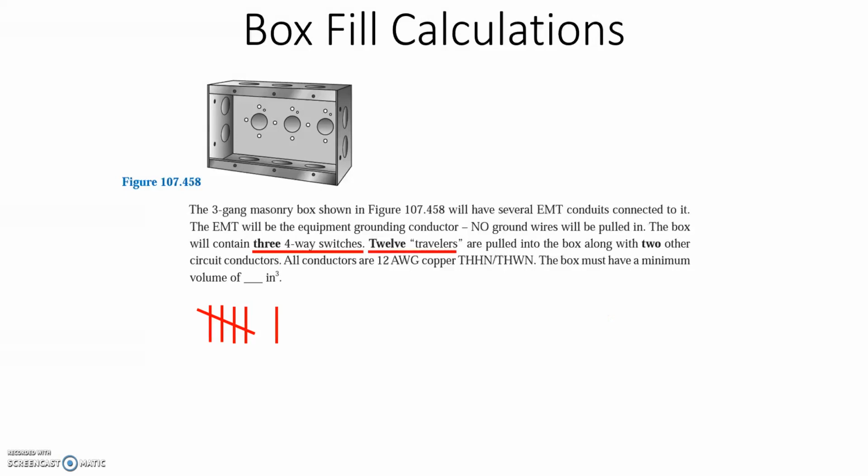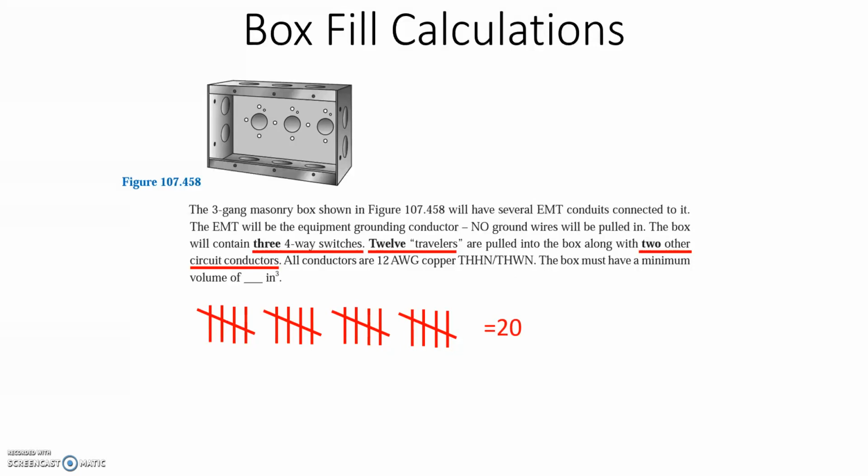So what else do we count here? 12 travelers or current carrying conductors. We're just going to take them at face value, 1 apiece. So we have 1, 2, 3, 4, 5, 6, 7, 8, 9, 10, 11, 12. And lastly, we have to pick up the 2 other conductors. Again, just face value, single volume. So 1, 2. Okay, and of course we can tally that up. We have 20 volume allowances, right? And since they're all number 12, there's no need to split those up.